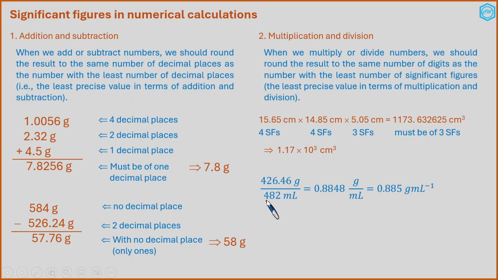426.46 gram divided by 482. So the result is 0.8848 gram per ml. The number of significant figures for the denominator is 3, while that for the numerator is 5. So the result must be in 3 significant figures. That is, 5 significant figures by 3 significant figures, the result must be in 3 significant figures.